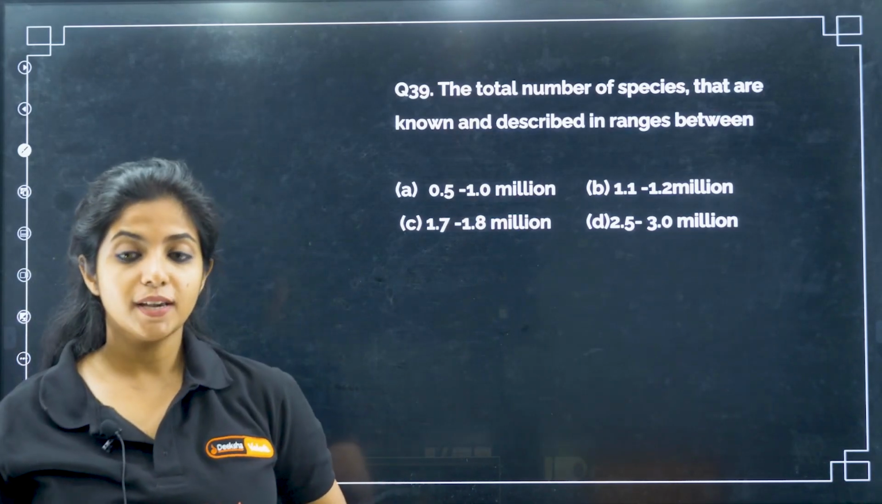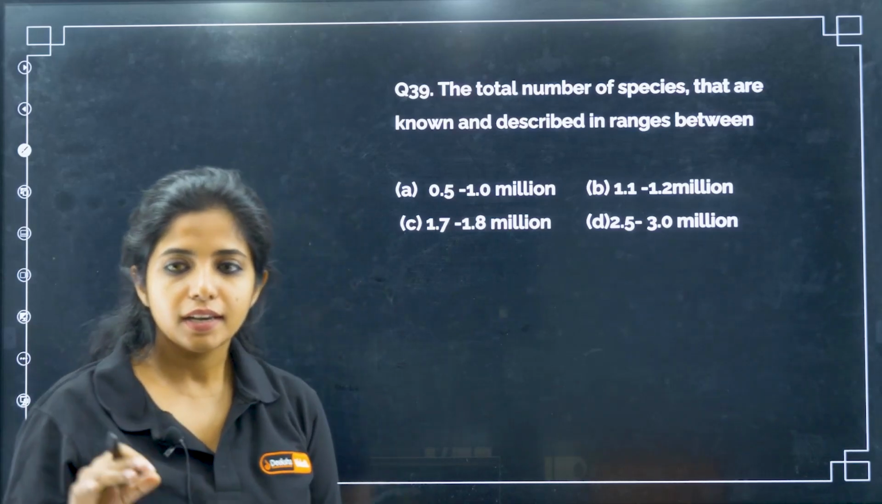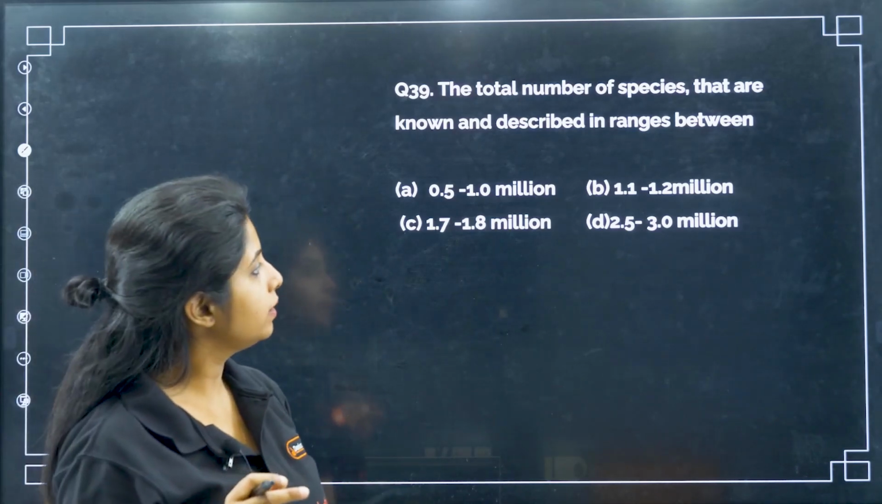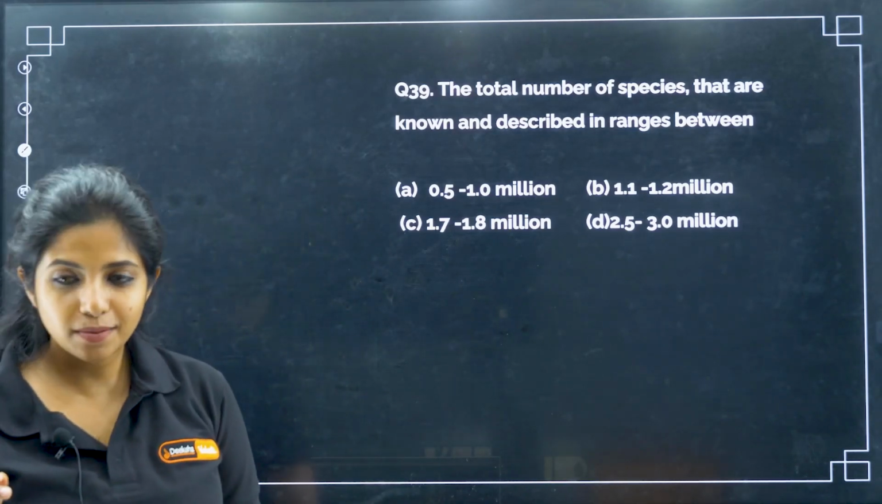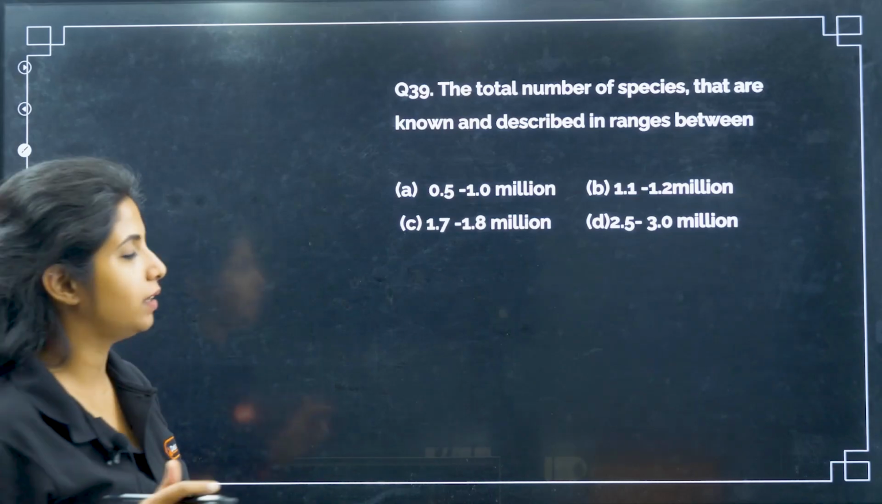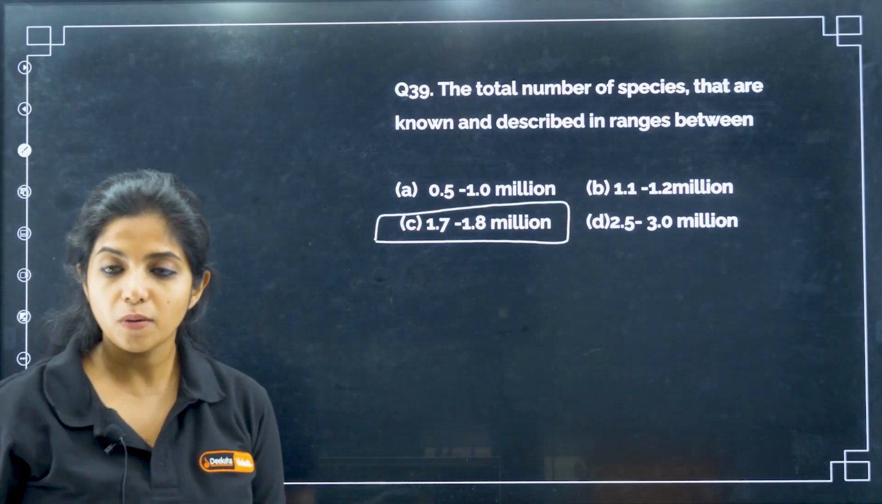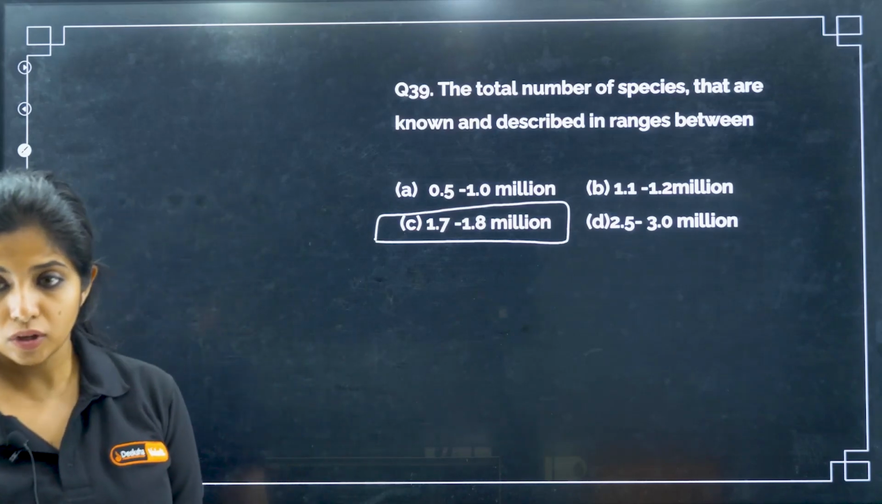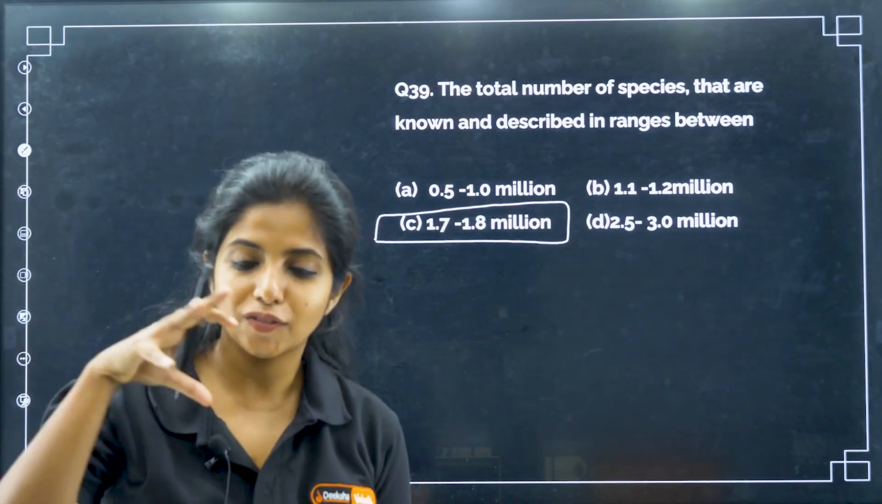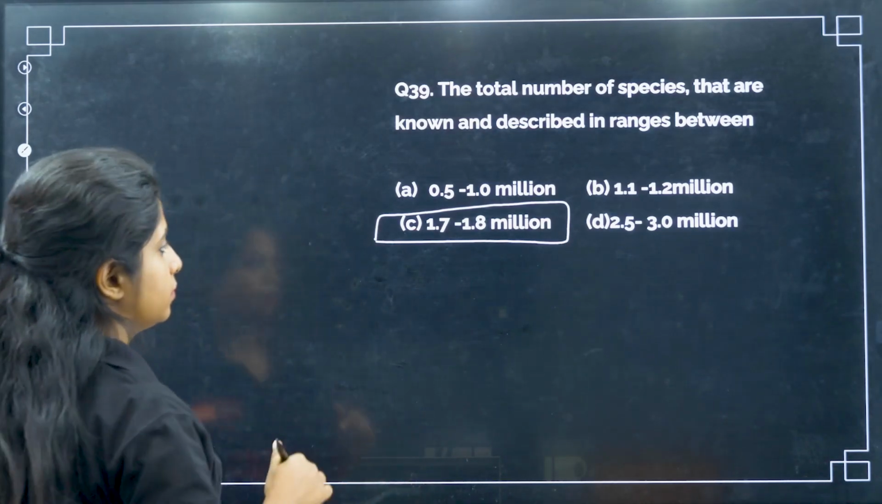Known and described, okay? 0.5 to 1 million, 1.1 to 1.2 million, 1.7 to 1.8 million, and 2.5 to 3 million. Your answer is this, 1.7 to 1.8 billion. Total number of species that are known and they are also described.